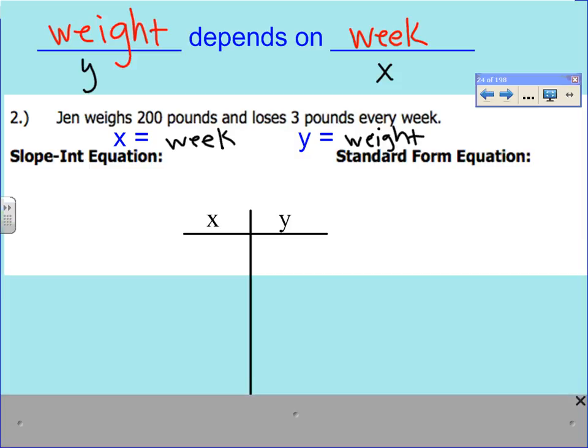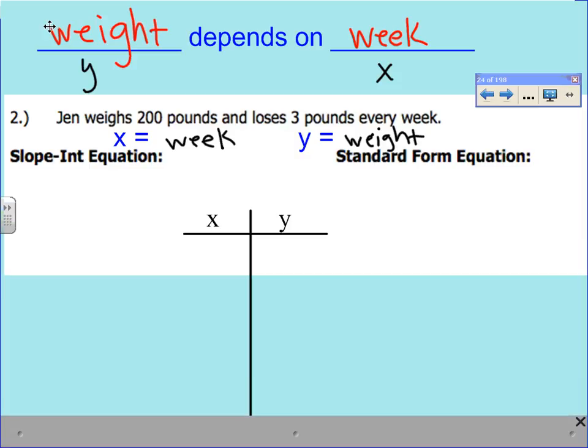Okay, let's go to the slope-intercept form equation first. The general form, in case you guys need it, you don't have to write this, is y equals mx plus b. Eric, can you try to tell us what the slope-intercept equation is for this? Close. Okay, can you explain to everyone why is it -3x?